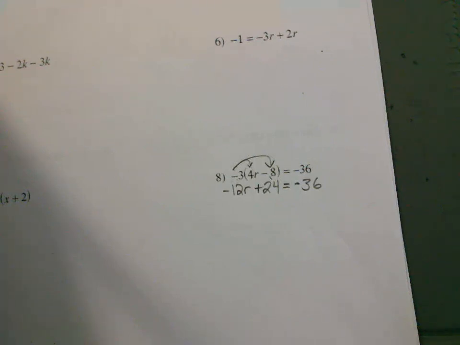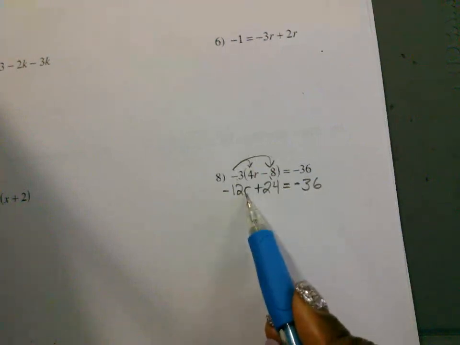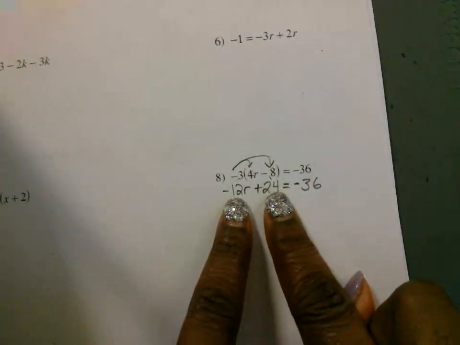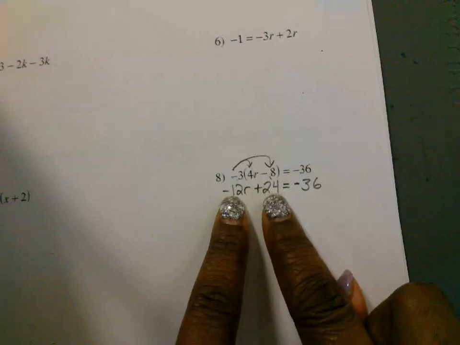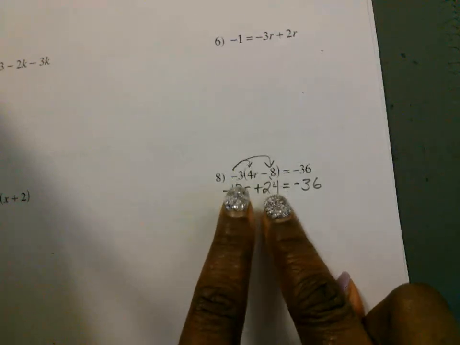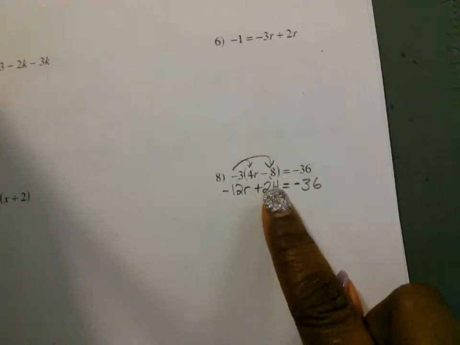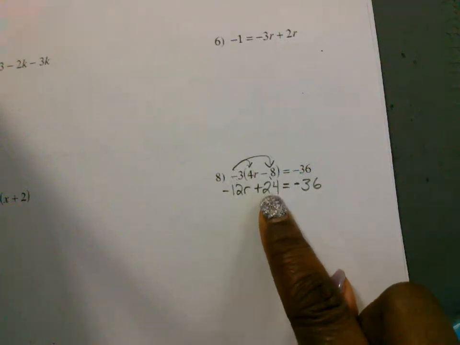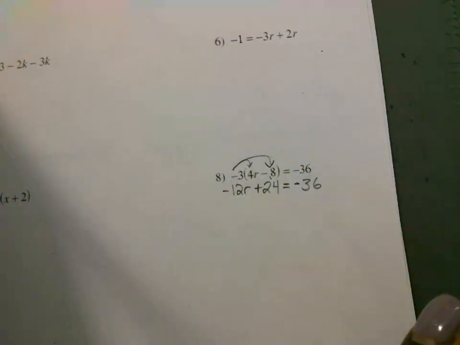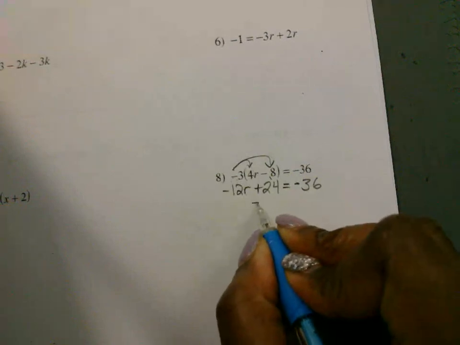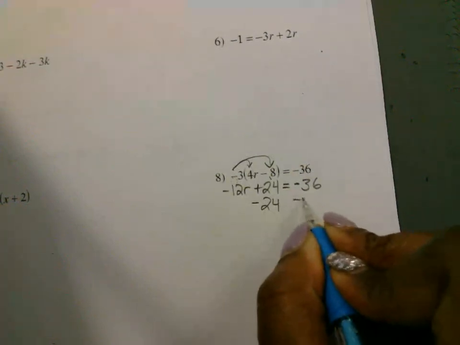Now we're going to isolate the variable. We're going to get R by itself. Which of these numbers do we move first? The negative 12 or the positive 24? Very good, Ricardo. The positive 24. How do you move a positive 24? Very good. You're going to subtract 24 on both sides.